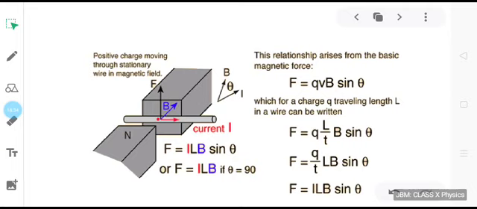Now let us rearrange the terms. So we get F equal to Q by T into LB sin theta. Charge by time, as we all know, is current. So we can replace Q by T by I. So F is equal to ILB sin theta.